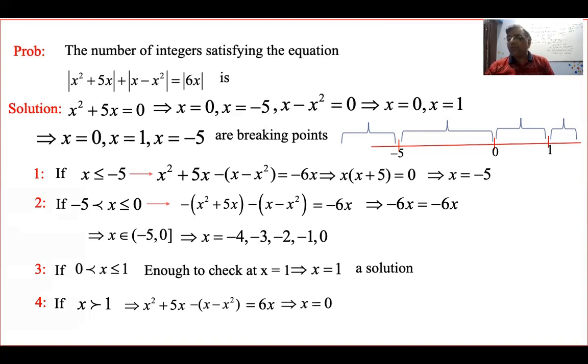is possible only if x is equal to 0, right? But this x is equal to 0 is not there in the interval, because we are searching for the x is greater than 1 interval. So the total solutions we got are minus 5, minus 4, minus 3, minus 2, minus 1, 0, 1. So the number of solutions is 1, 2, 3, 4, 5, 6, 7 solutions we got. All right, this is the answer for this problem.